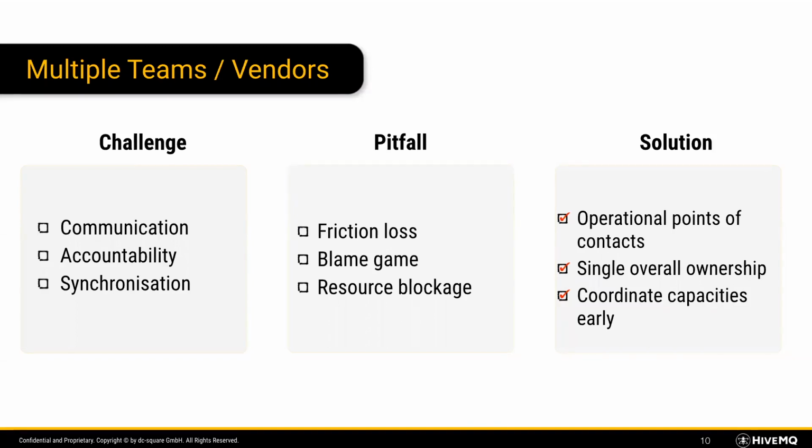Typical pitfalls, of course, are friction loss in terms of communication. Sometimes important information gets lost. Don't fall into the trap of playing the blame game, and sometimes resources can be blocked if not taken care of preemptively. So what are the solutions that I've seen implemented that really help with this hurdle?